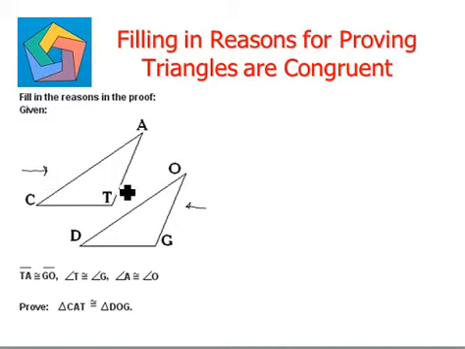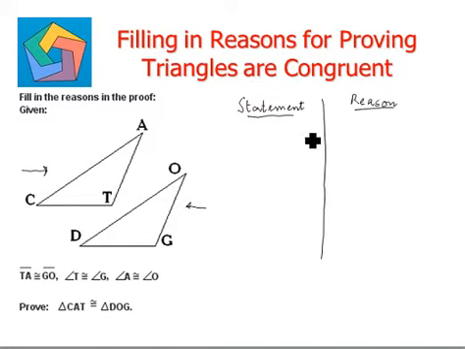Now how we fill in the reasons in the proof is that we have to create a two-column proof with a statement and a reason for the statement. So this is basically a two-column proof where the first column is the statement while the second column is the reason. So we have to fill in the reasons for every statement. Now let's see what is given to us.